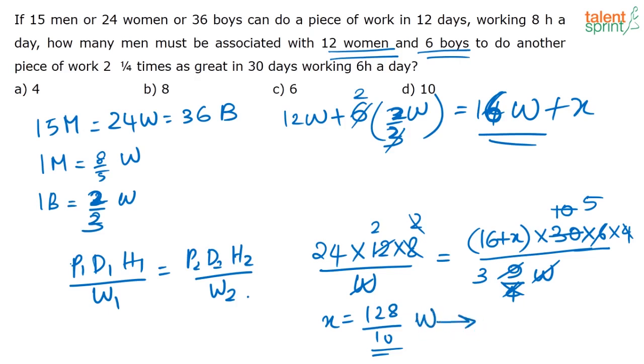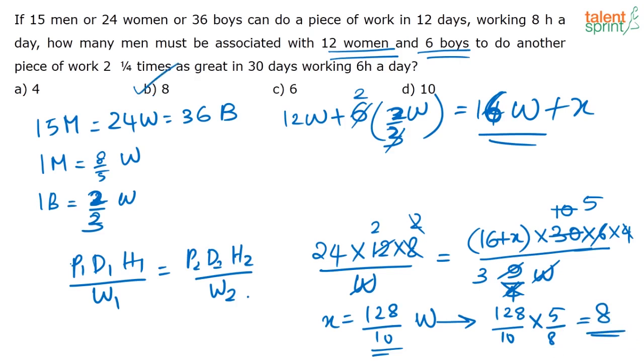So here this 128 by 10 women, right, it is equivalent to how many men? That is what we want, because they are asking how many men are required, correct? So 128 by 10 women is equal to how many men? 128 by 10 into 5 by 8 men. So if you solve for this, you get the answer as 8. So it is equivalent to 8 men, or the answer is option B.